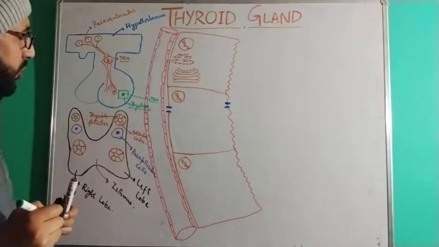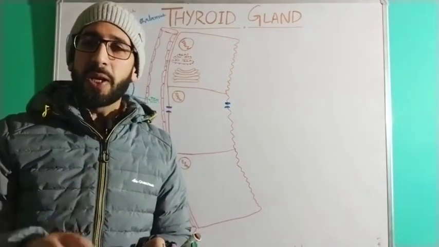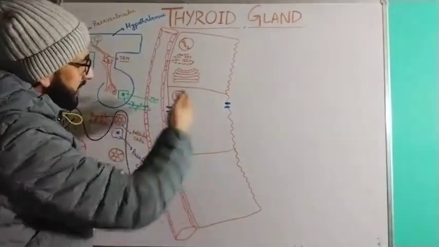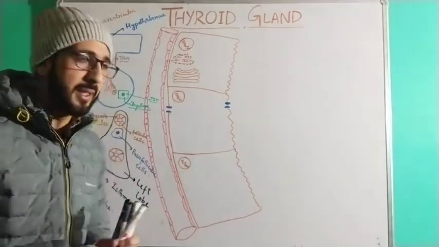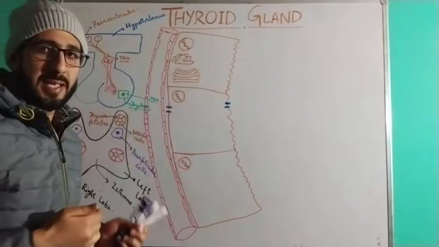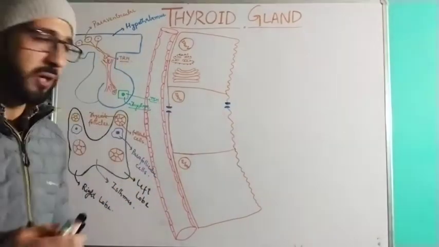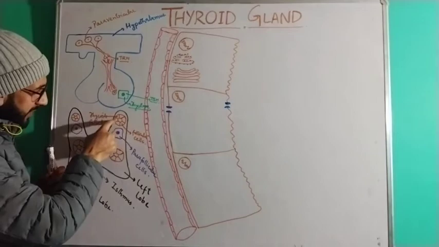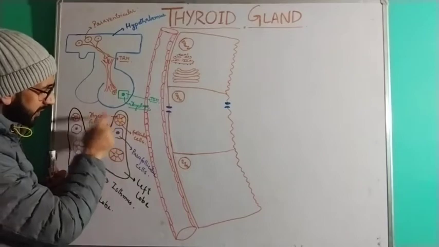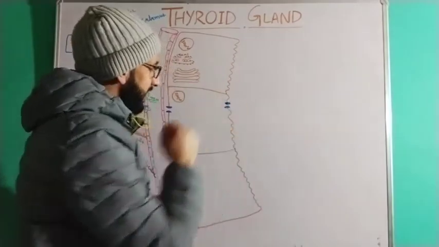Fine. Now thyroid stimulating hormone goes and acts on our thyroid gland, on the follicular cells of the thyroid follicle. Here are the follicular cells. I have just opened up a thyroid follicle. The simple cuboidal cells I have made here are the follicular cells of the thyroid follicle, and this area is the lumen of that thyroid follicle.